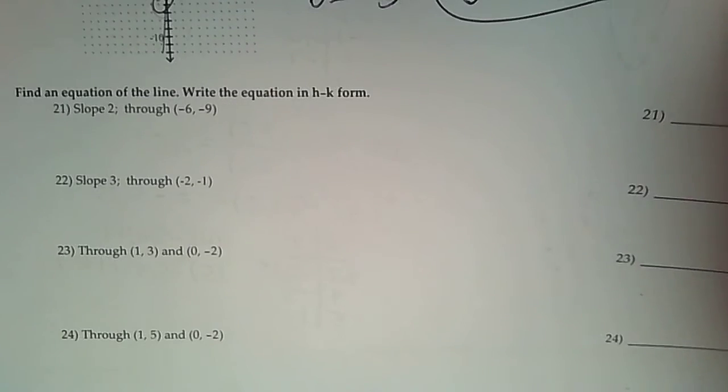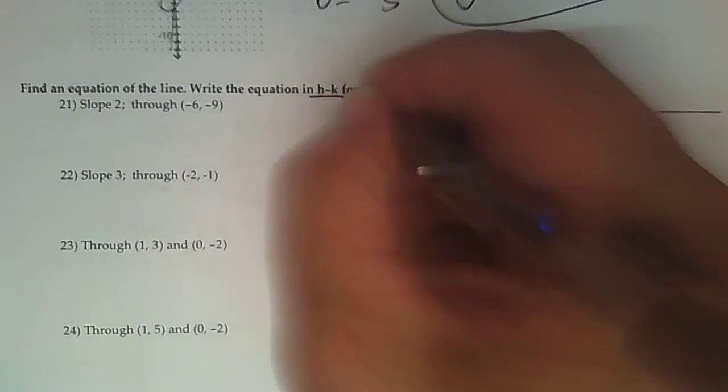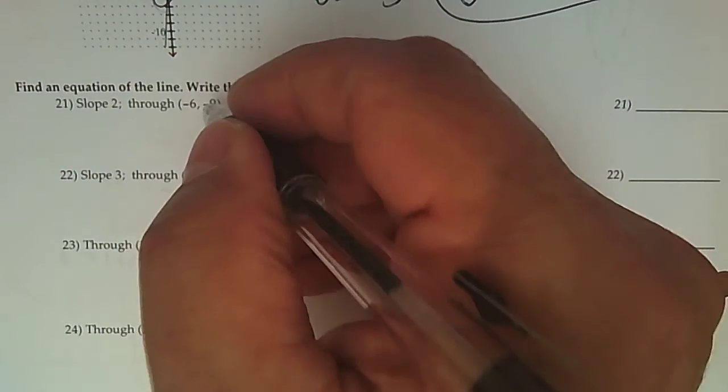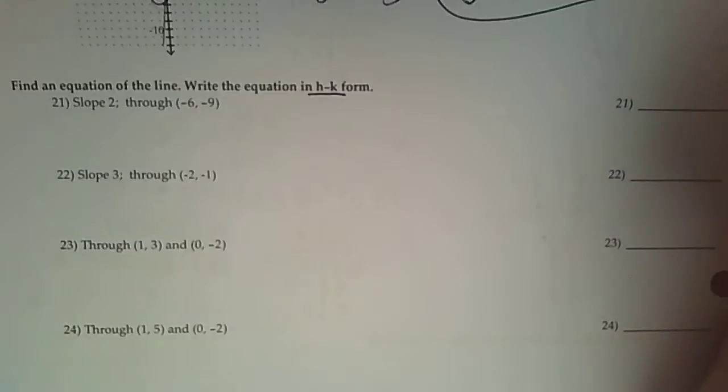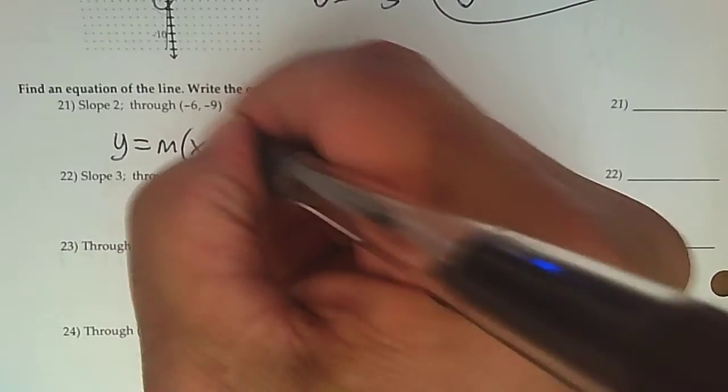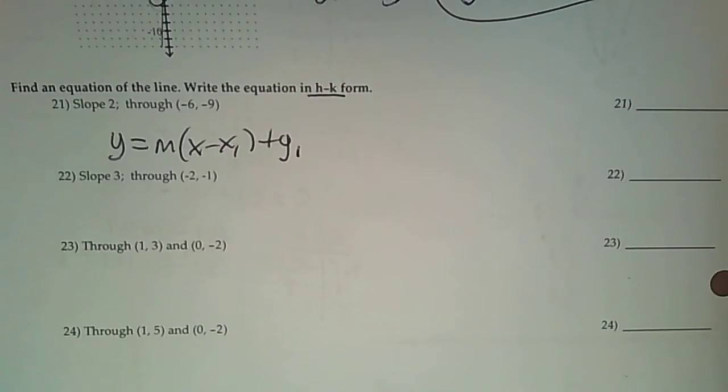Find an equation of the line, and we're going to practice writing in HK form because it's so much simpler. So we're given a slope and a point. How would I write the equation? So let's just follow this pattern through. So in HK form, it's in this form. So I'm going to follow that form in.